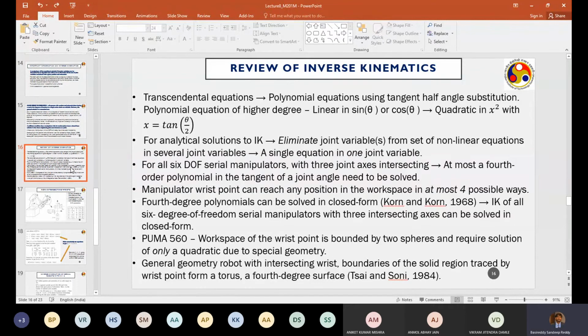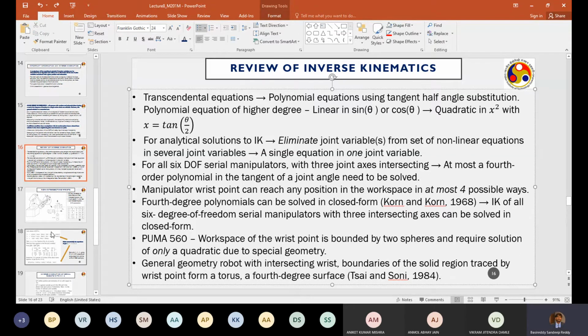We also saw what was the workspace of the wrist point, right? It is bounded by two spheres. If you want the general geometry of a robot with an intersecting wrist, the boundaries of the solid region traced by the wrist point form a torus with a 4th degree surface. This also is another result that has been found. I have given a reference. For those who are interested, you can read this reference.